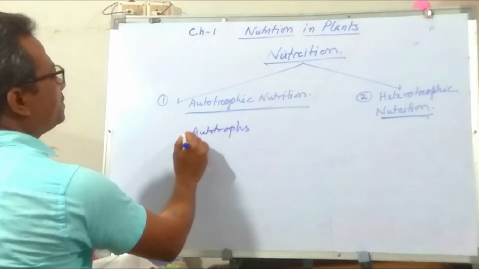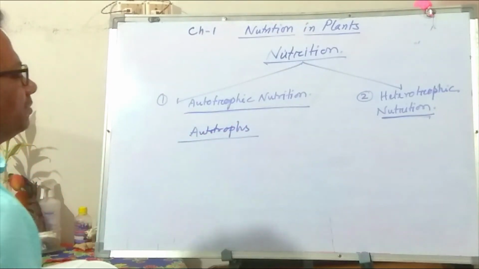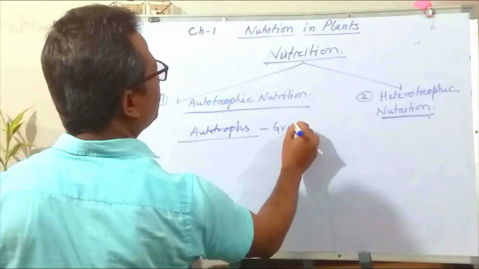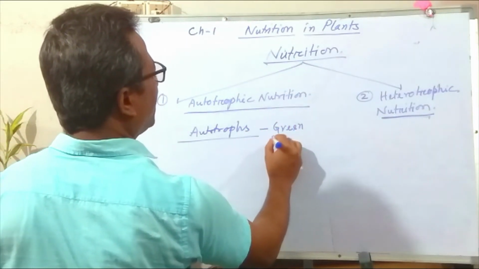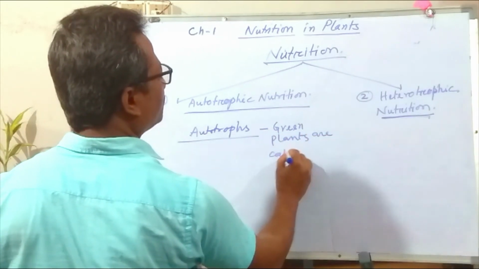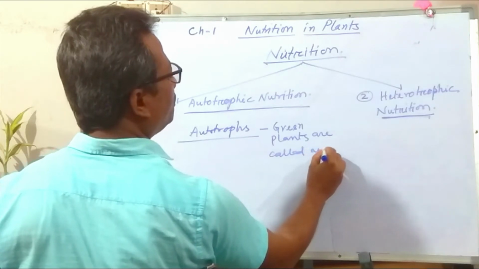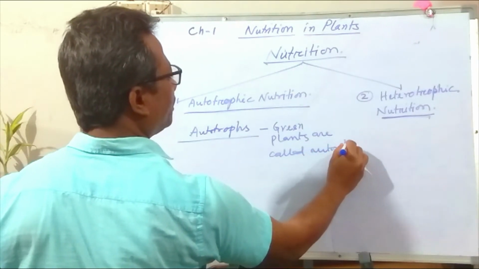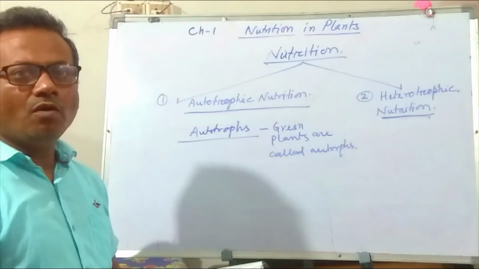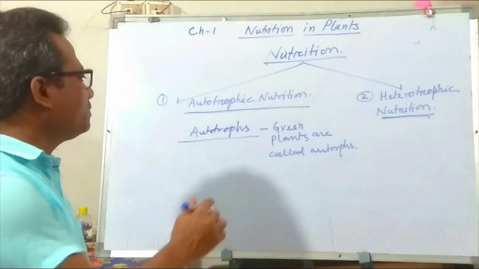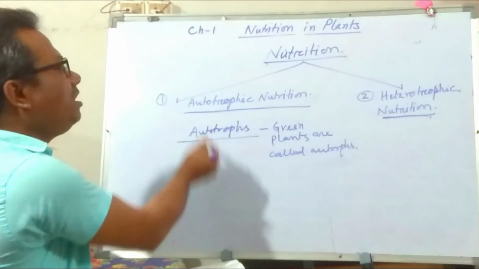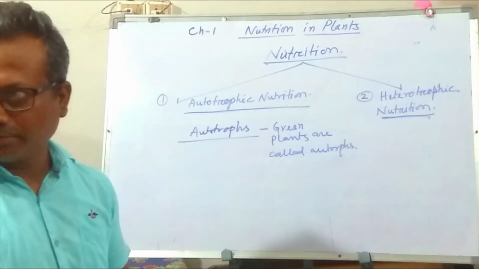T-R-O-P-H-S. Autotrophs. Which are autotrophs? All the green plants are called autotrophs. Why? Because all green plants can prepare their own food by themselves. So they are called autotrophs, and this kind of nutrition is called autotrophic nutrition.